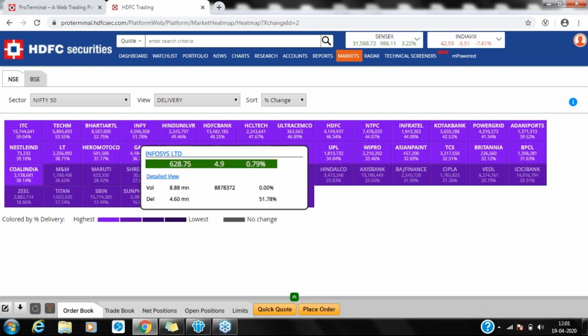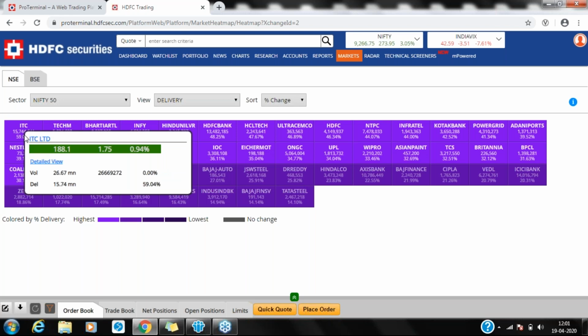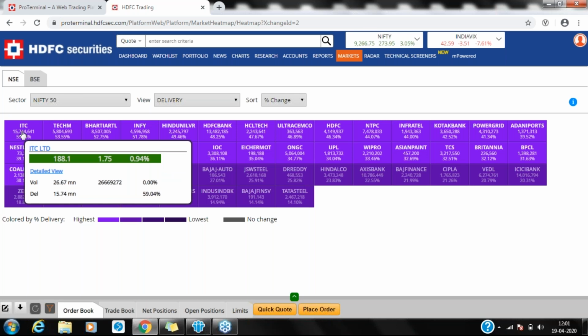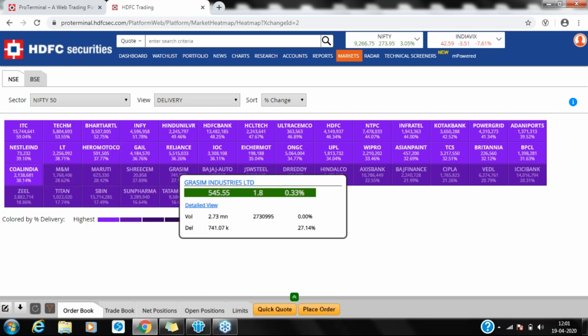So you can see TCS, Tech Mahindra, Bharti Airtel, Infosys. These are the stocks which have got the maximum delivery buying as of Friday. And Tata Steel, Bajaj Finance, IndusInd Bank. These are the stocks which have the lowest delivery buying on Friday.